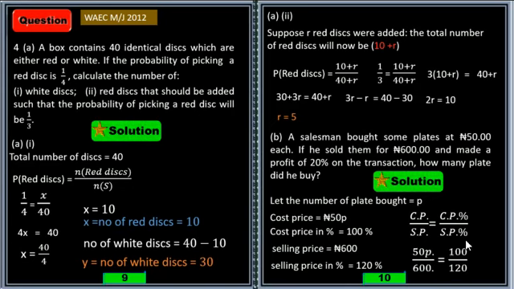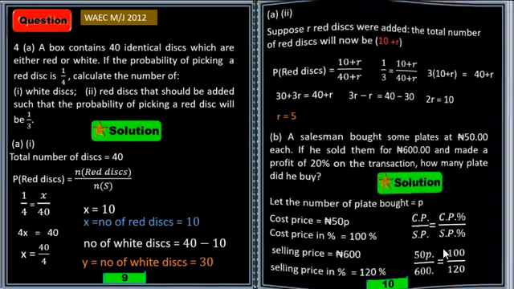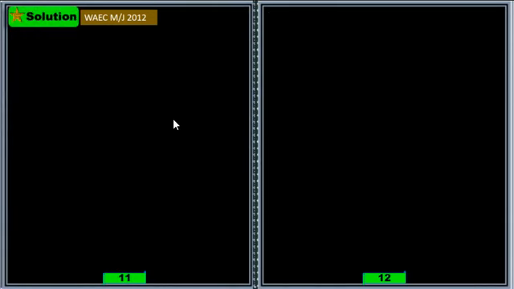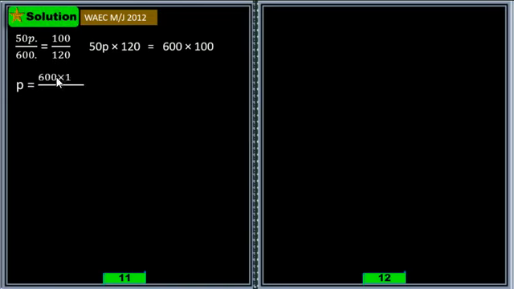Remember, 100 is the cost price in percentage and 120 is the selling price in percentage. We move to the next slide to continue the solution. So now we are going to have 50p over 600 is equal to 100 over 120, as we have already established. Solving this equation by cross multiplication, you have this, and multiplying across the other side, we'll have this. Then making p the subject, we have p is equal to 600 times 100, all divided by 50 times 120.